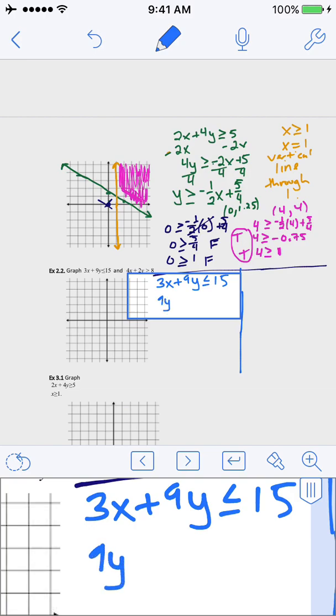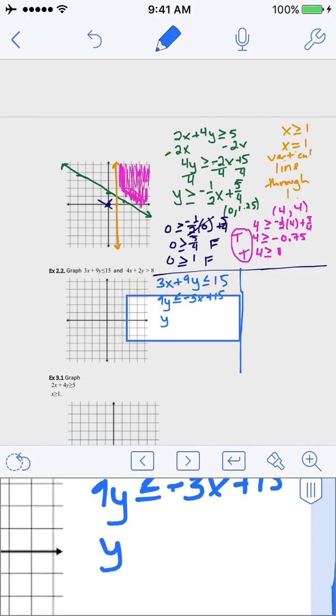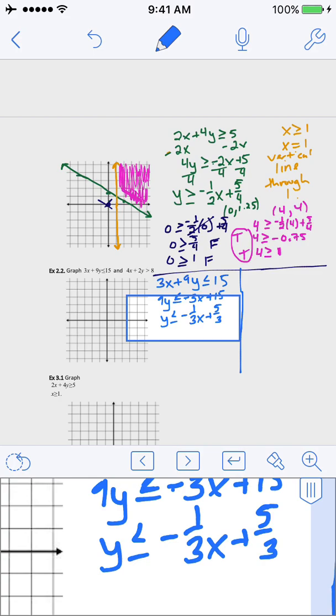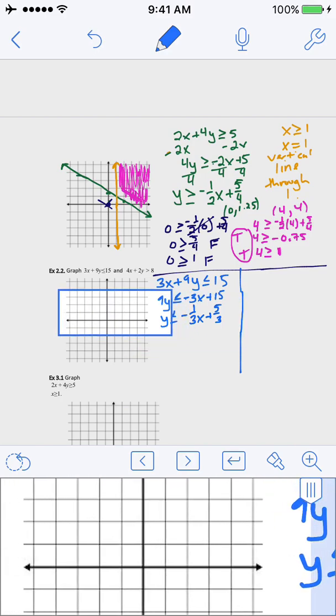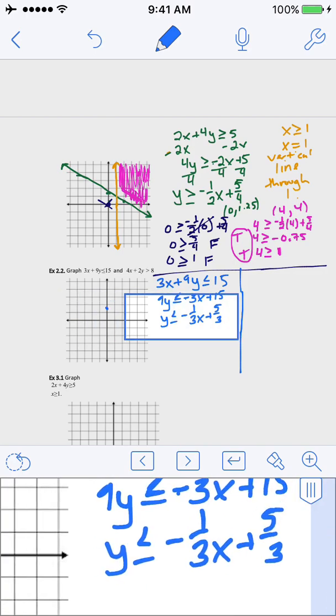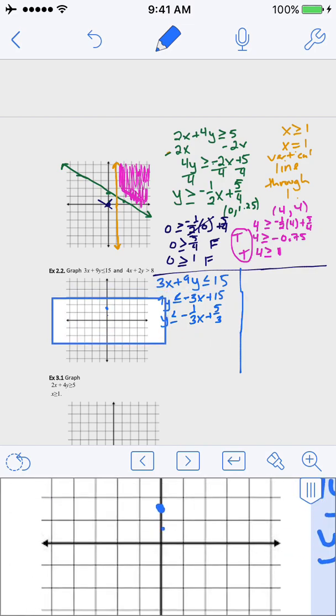So we've got 9y is less than or equal to negative 3x plus 15. And then we divide by 9. You get y is less than or equal to negative 1/3 x plus 5/3. Alrighty. We'll start by graphing that one on there, right? So 5/3 is again about 1.6-ish. So we go up to 1.6. And then our slope says we go down 1 and over 3. So we go down 1, back to about 2/3, and over 3 to right about there.